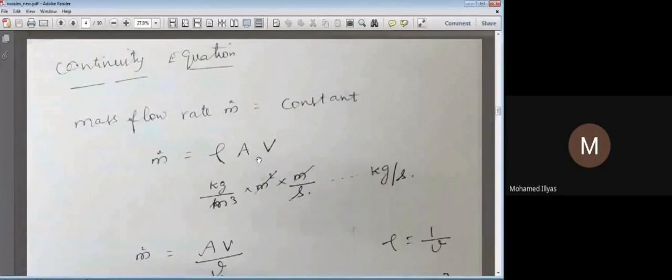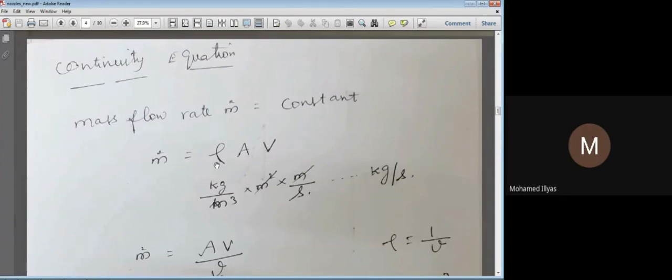Only the unit is different. Mass flow rate will be in kg per second. Volume flow rate and discharge are in meter cube per second. So that is in terms of volume, and that is in terms of mass. Based on the continuity equation, your mass flow rate, volume flow rate, or discharge will always remain constant. So that relation will be used to calculate the mass flow rate in the case of nozzles.